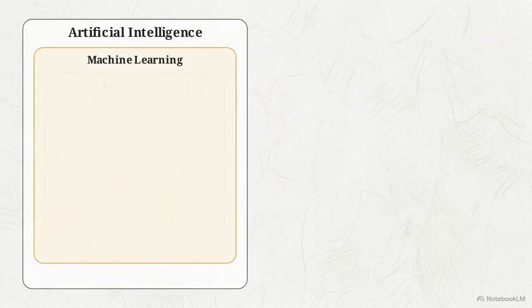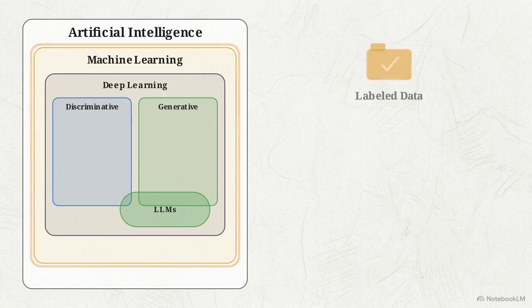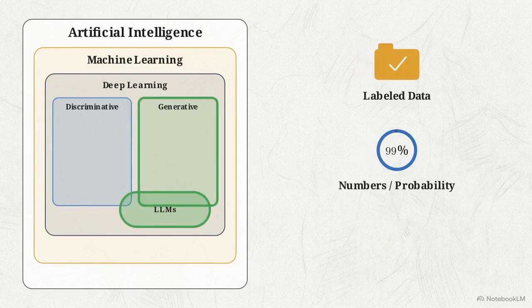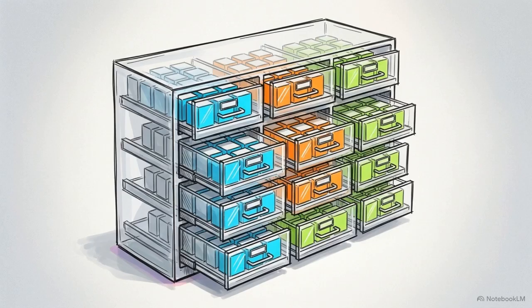3 operational principles define where any tool sits on this map. 1. Labeled data indicates supervised learning. 2. Outputting numbers indicates discriminative. 3. Outputting new media indicates generative. Once you grasp this hierarchy, the intimidating buzzwords of AI resolve into a predictable, logical ecosystem.